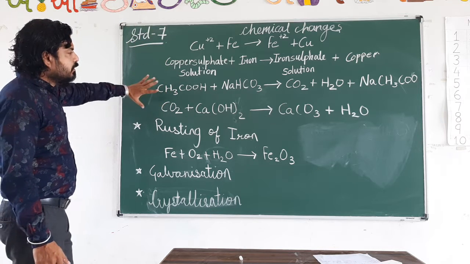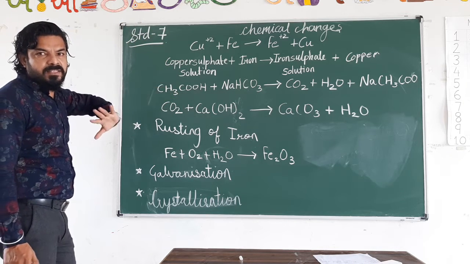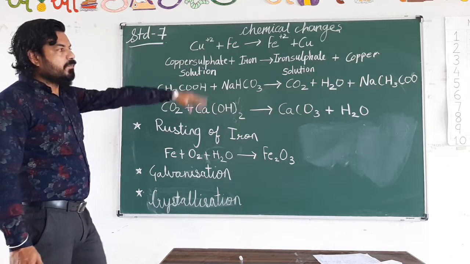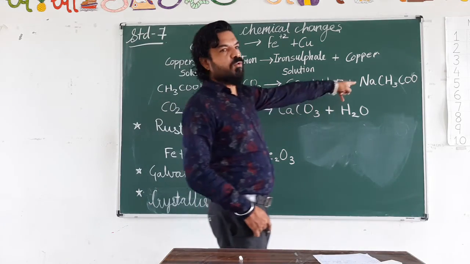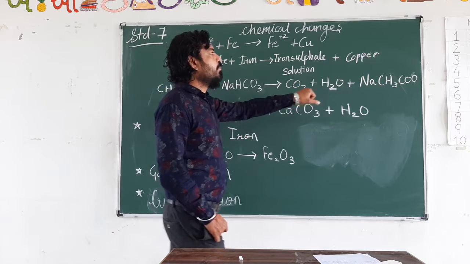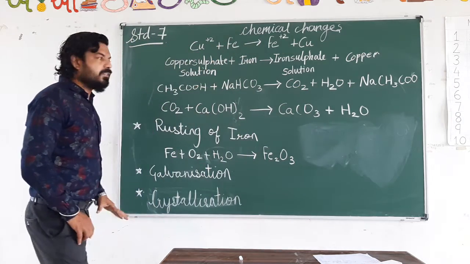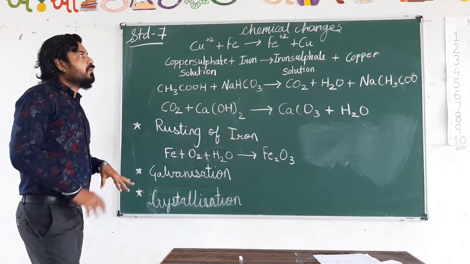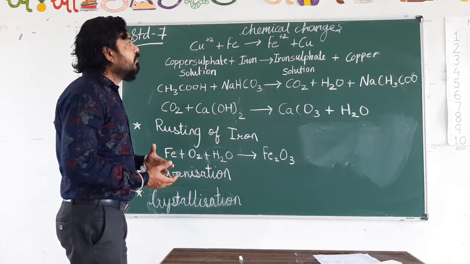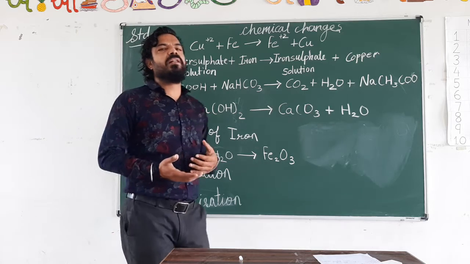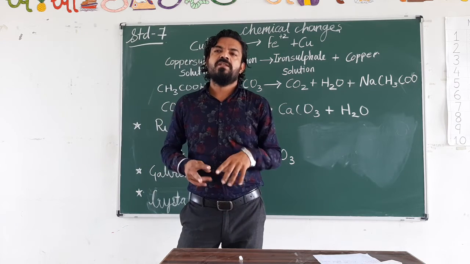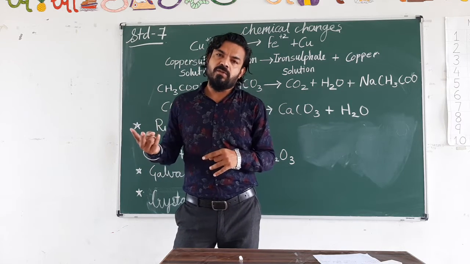Is it? The combination of acetic acid, that is vinegar, and sodium bicarbonate gives sodium acetate, carbon dioxide plus water. Is it? So these are the chemical reactions which give you the change. These are chemical changes. Sometimes this chemical change gives one substance also. Sometimes it gives two substances also.